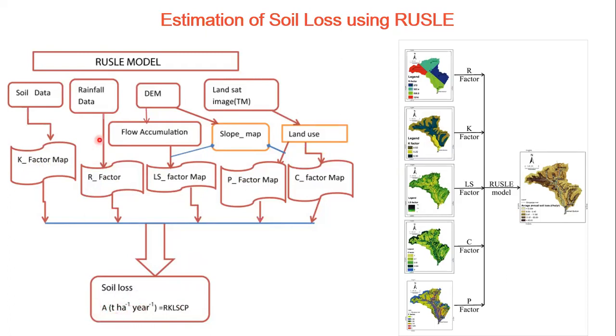If you want to do this type of modeling, first you have to download the soil data set, then you have to download the rainfall, then you have to download the DEM, and you have to create the land use map, slope map, and flow accumulation map. After creating those maps, you will create the K factor map, which denotes the soil properties, R factor map, LS factor map, P factor map, C factor map, and by multiplication in the raster calculator, you will get the soil loss.